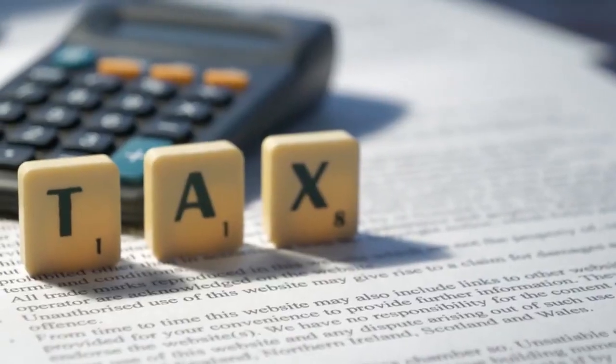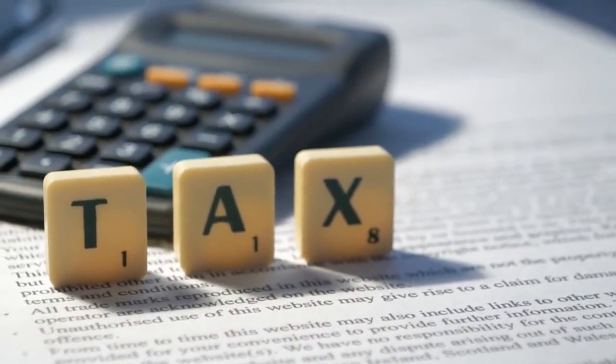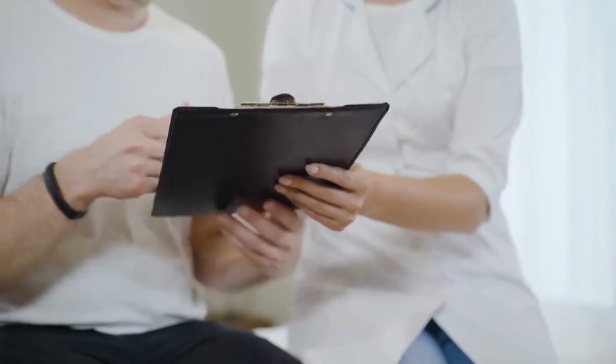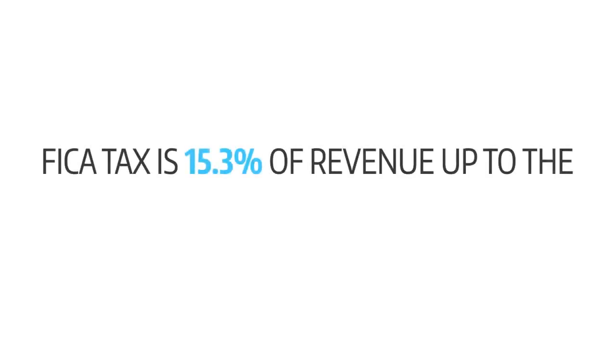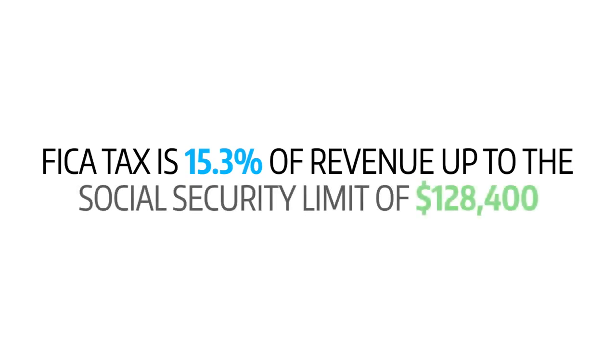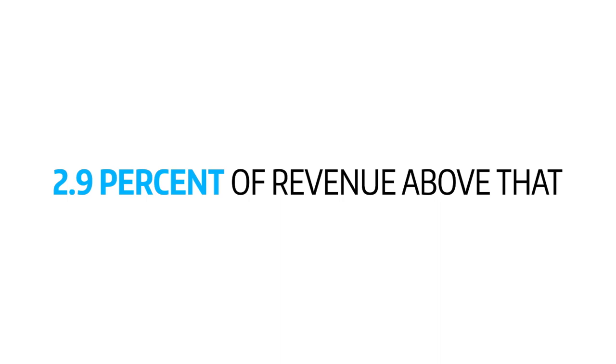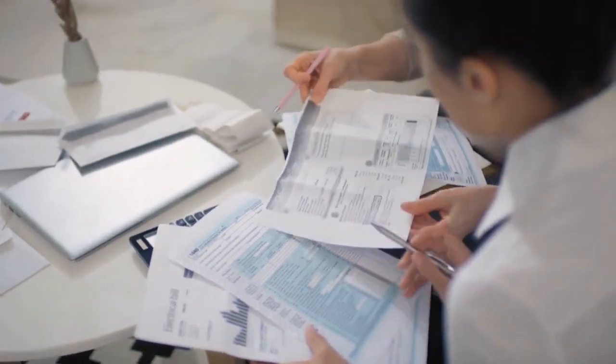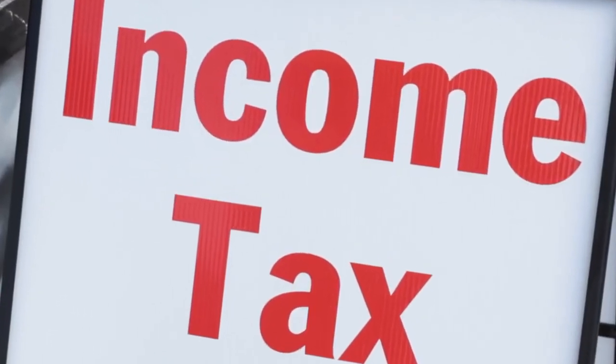The owner can't pay themselves a salary. They just take out the money when they require it. Every year they have to pay income tax on the company's taxable profits, whether they've taken the money out or not. Most of the time the profits are taxed by the federal government, along with Social Security and Medicare. There is an interesting detail. FICA tax is 15.3% of revenue up to the Social Security limit of $128,400 and 2.9% of revenue above that. A lot of small business owners discover that they owe more in FICA taxes than in income taxes.